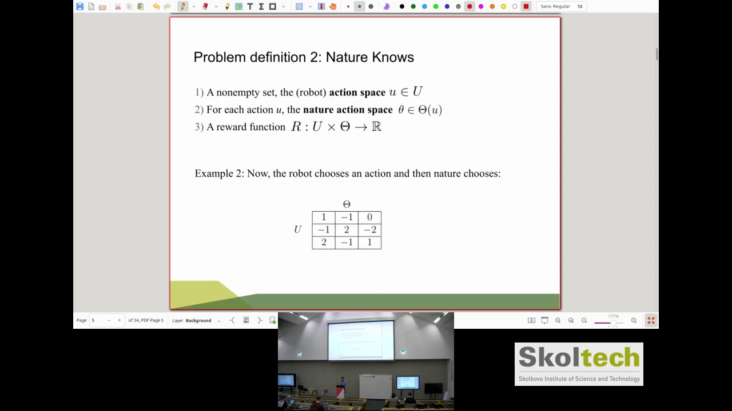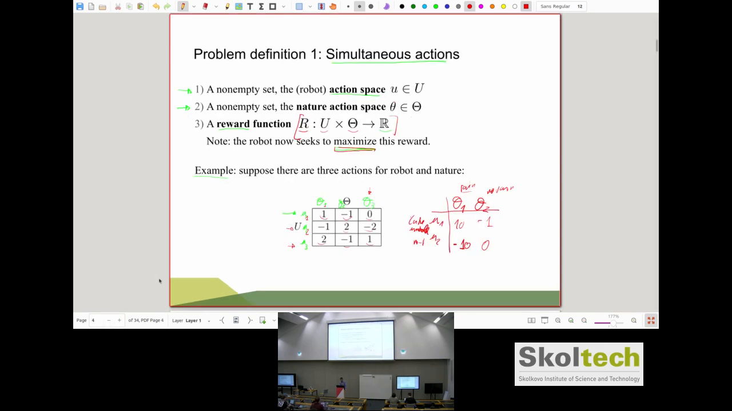I was saying that this is simultaneous. You take this action and you don't have any knowledge, or at least not that we know. The second one is where nature knows. And this is a little bit scary, right? Because nature knows. What it means, in terms of defining the action spaces, is that we take our action space the same as before. And now, take a look at this. The action space for nature is conditioned by the action that the agent is taking.